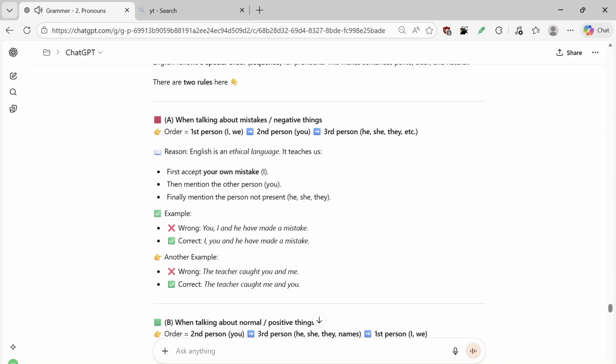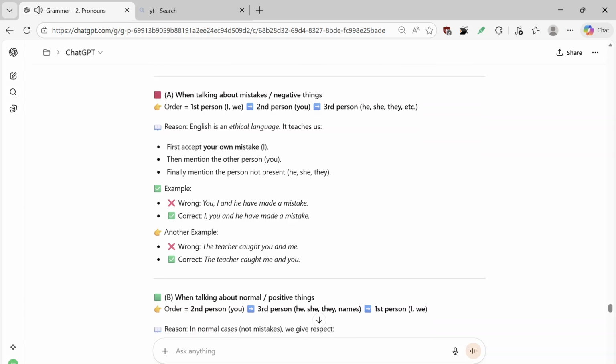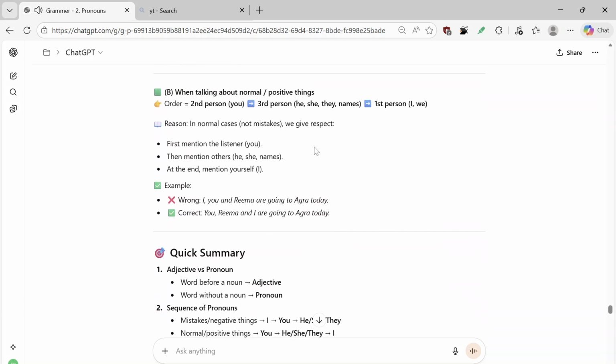Another example, wrong: The teacher caught you and me. Correct: The teacher caught me and you. B. When talking about normal, positive things, the order is second person, you, third person, he, she, they, names, first person, I, we.